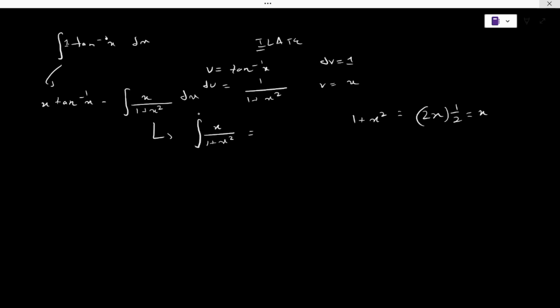So we can rewrite this using the properties we learned in integration as 1 upon 2 ln of 1 plus x squared. So our final answer will be x times tan inverse of x minus half ln of 1 plus x squared plus c.